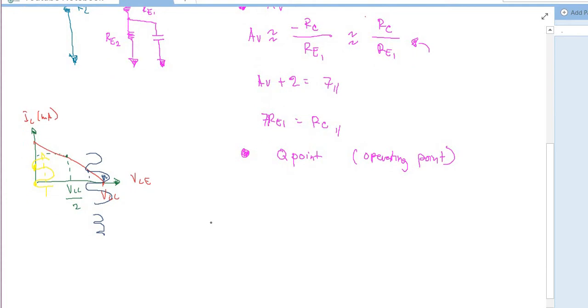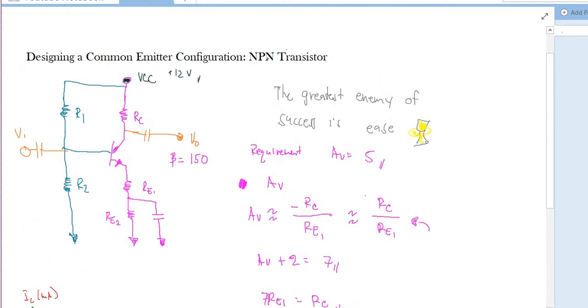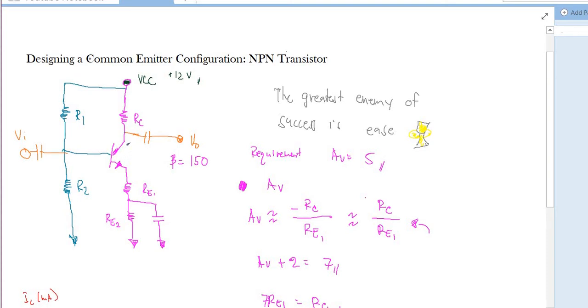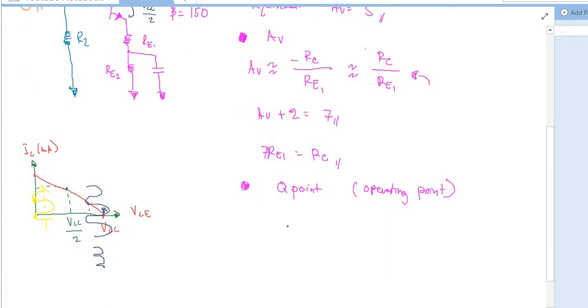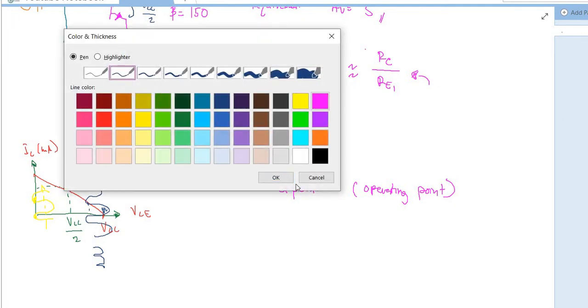So that's why, for practical purposes, the VCE should have a value of VCC over 2. With that being said, let's begin finding the Q point.